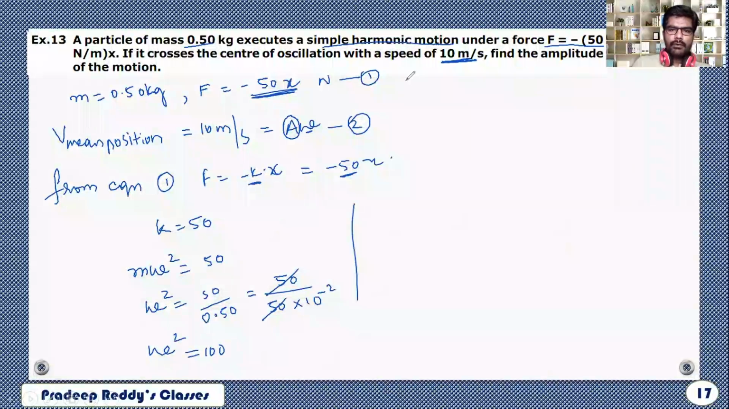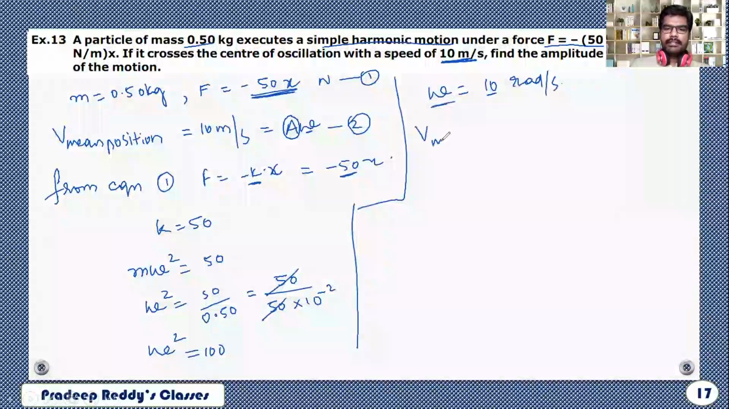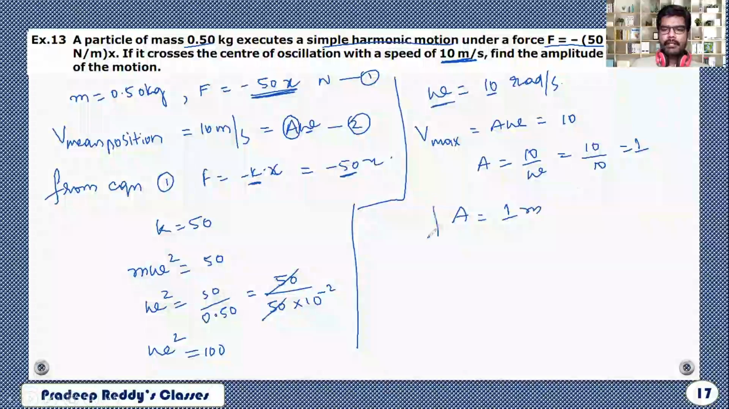And what is the value of omega now? Omega will be equal to 10 radian per second. So the omega value we have got is 10. V maximum is equal to A omega, which is equal to 10. What is A here? 10 divided by omega, 10 by 10, which is equal to 1. So amplitude A is equal to 1 meter. This is the equation for the value of amplitude. Very simple to understand.